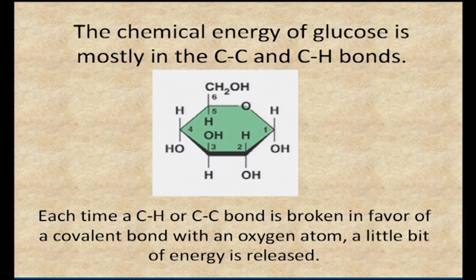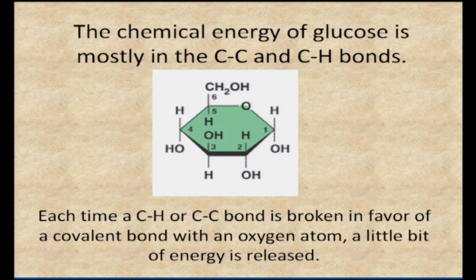So another look at what we're doing here. We're going to take that glucose molecule. As you might notice, we have 6 carbons, 1, 2, 3, 4, 5, and 6 carbons. You can see them numbered right on the structure. And we have a bunch of hydrogens. Also, the energy of glucose is stored up in those carbon-carbon and carbon-hydrogen bonds. Every time we break off a hydrogen or we break a carbon-carbon bond and we replace it with an oxygen atom, a little bit of energy is released.